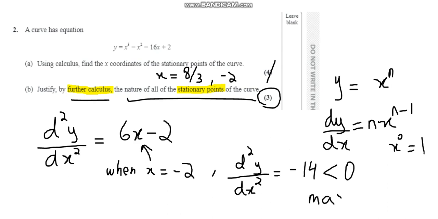There you go. That's max value here. And yep, we are done with the stationary points of the curve and for the calculus. So 3 marks gone here.